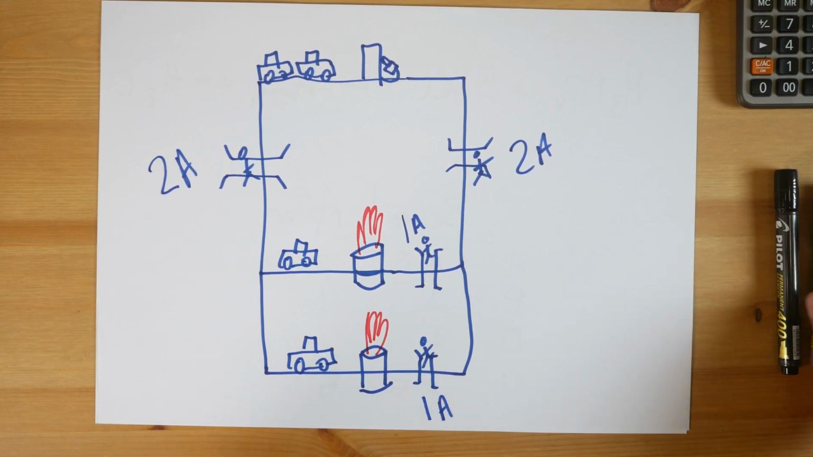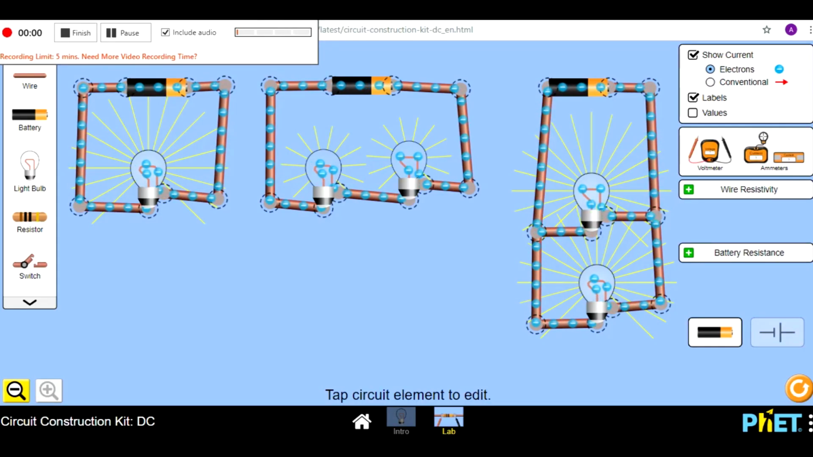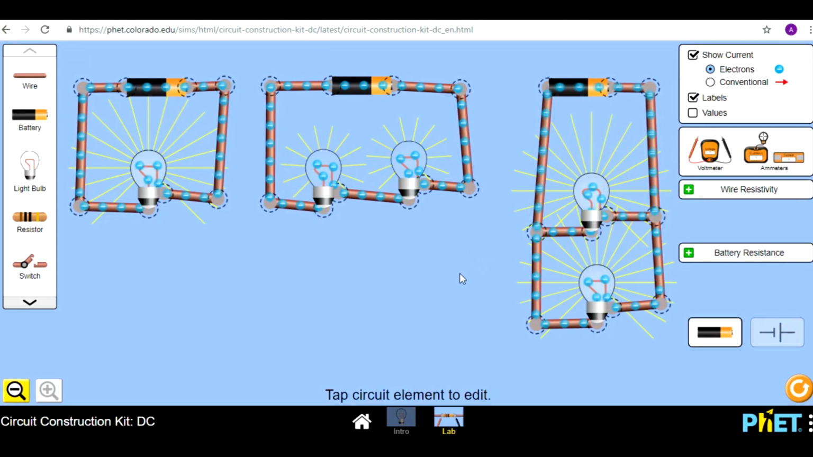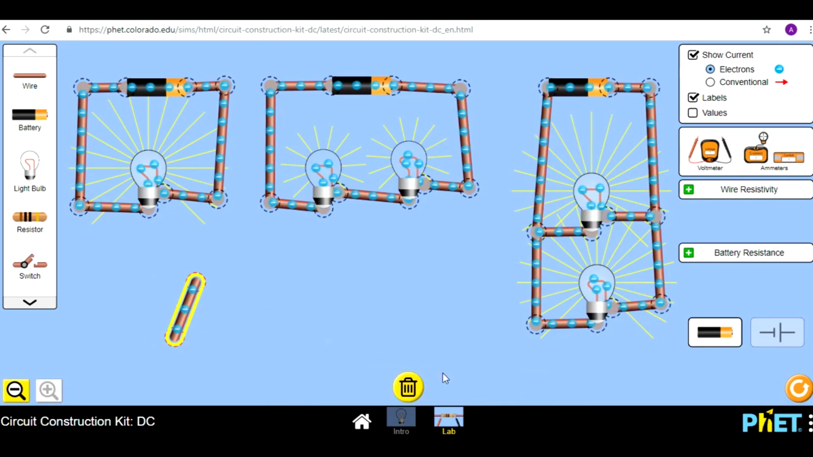Okay, so let's have a look at an online simulation, just so that it makes a little bit more sense. Okay, so here we are with the PhET Colorado circuit construction kit. So let's have a look at what's going on. I've recreated the 3 circuits that I was using earlier. And it's very easy to use. You just drag and drop your components, and you can get rid of them like this. You click that to get rid of these things.